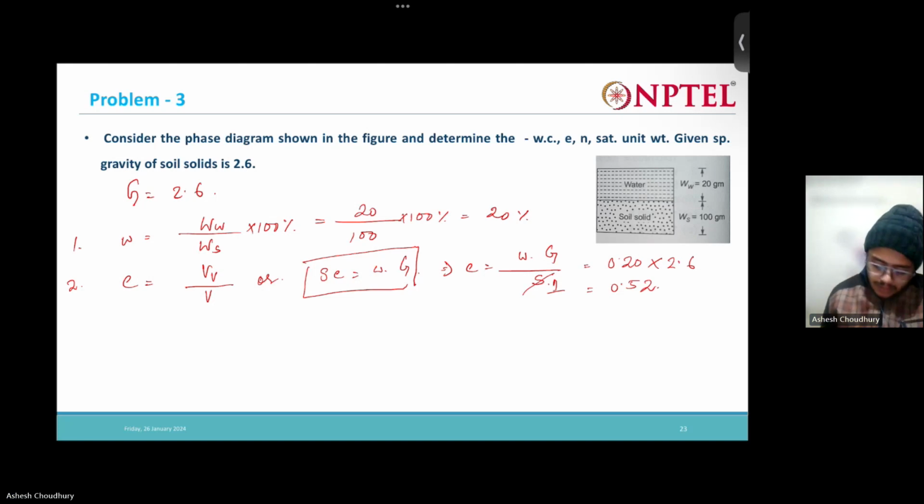Very simple. Then comes the porosity. There is a relation between porosity and void ratio. Remember this relation. So you can just put the value.